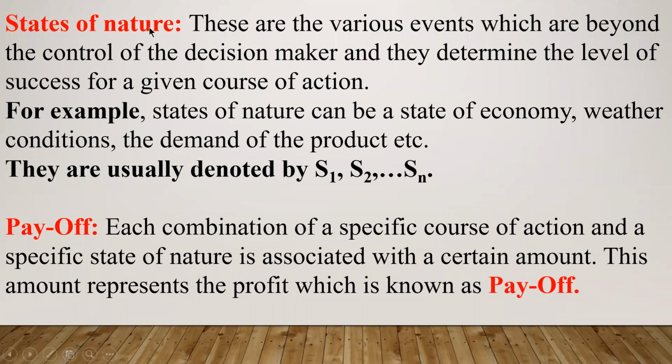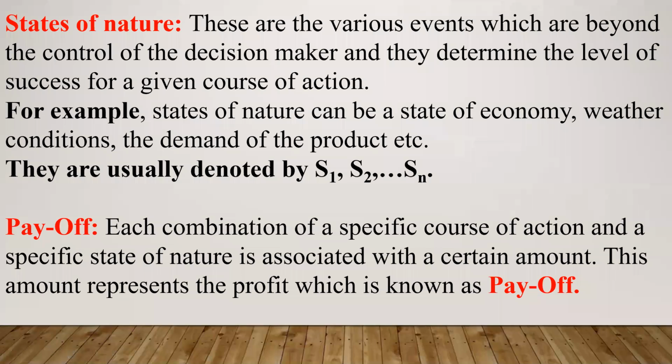What is states of nature? These are the various events which are beyond the control of the decision maker, and they will determine the level of success for a given course of action. For example, states of nature can be a state of economy, weather conditions, the demand of the product, etc. They are usually denoted by S1, S2, S3, Sn.